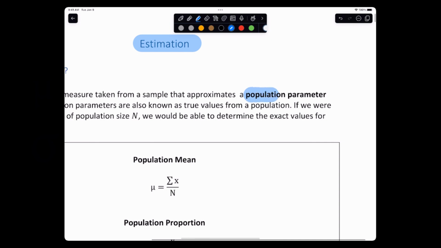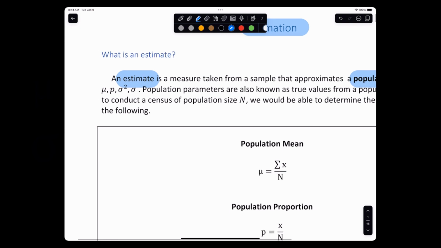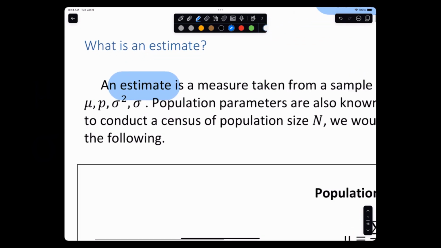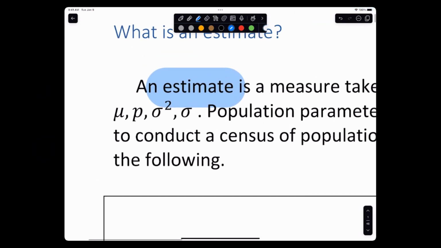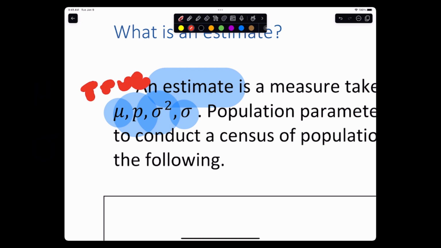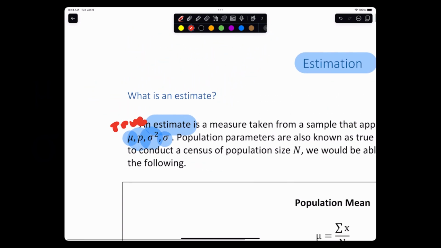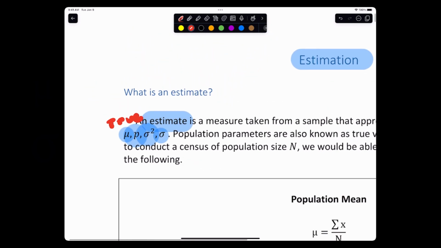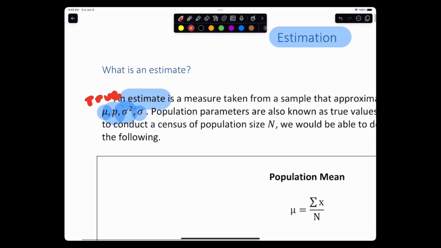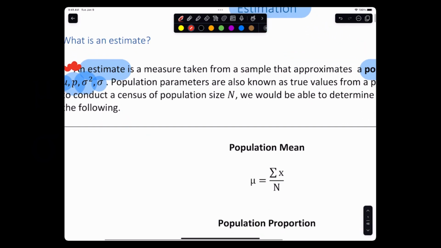what's called a population parameter. Now, generally speaking, we have 4 population parameters, okay? And here's what they are, and we're going to estimate all of these parameters here. Mu is mean, P is proportion, sigma squared and sigma, variance and standard deviation. These are also known as true values. So as we actually do this, you're going to see that phrase, estimate the true values here, okay? But they're known as population parameters as well.